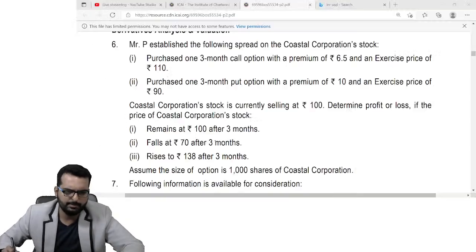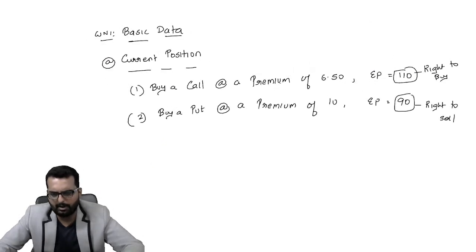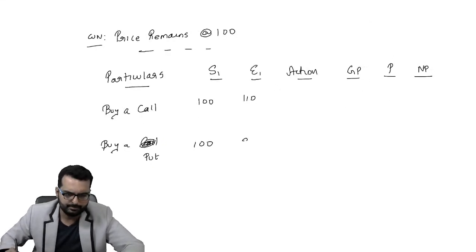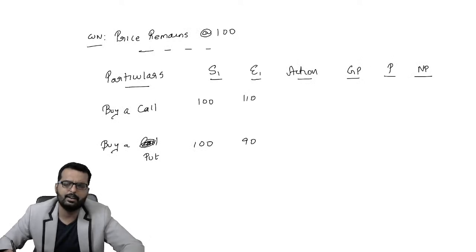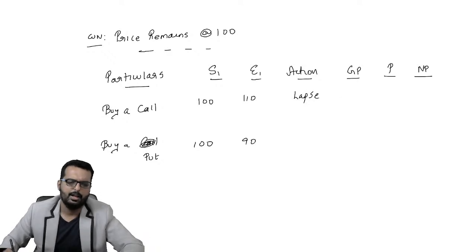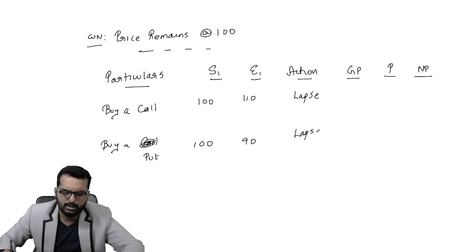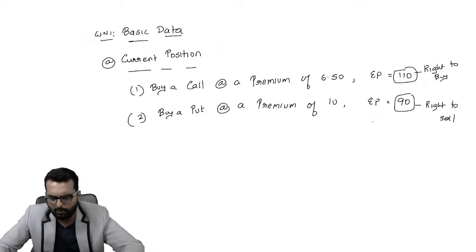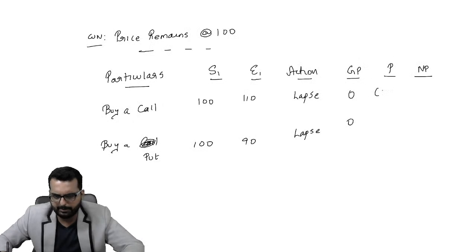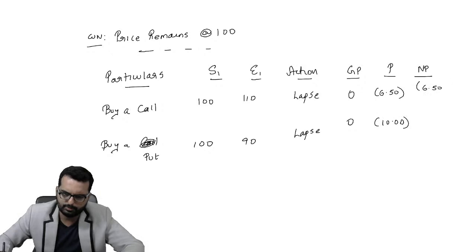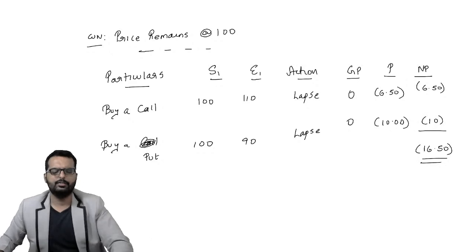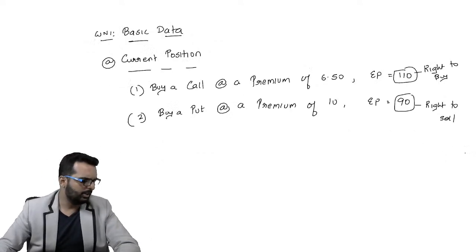S1 will remain at 100. E1 will be 110 and 90. So I have a right to buy at 110. Outside market, I can buy for 100. What will I do? Lapse. I have a right to sell at 90. Outside market, I can sell for 100. Again, what will I do? GP will become 0. My premium that I have to pay will be 6.5 here, 10 over here. So my loss will be 6.5, 10. Total loss will turn out to be how much? 16.5. Can you write down till here in your books now?